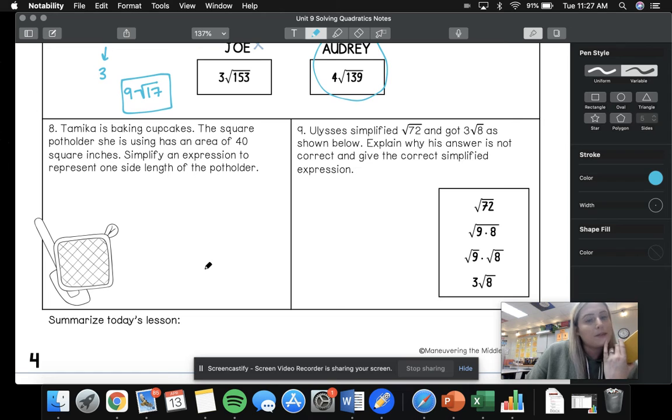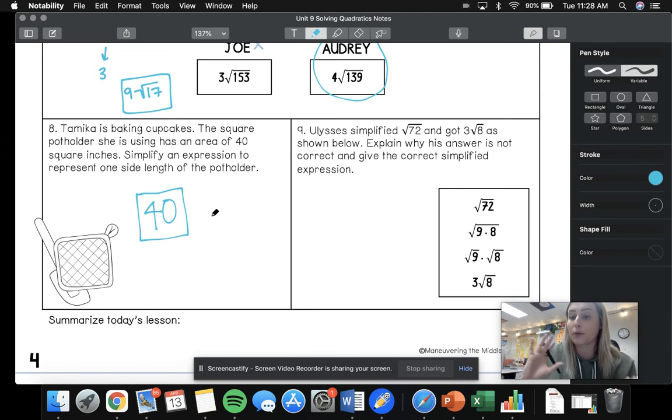Okay. Tamika is baking cupcakes. The square pot holder has an area of 40 square inches. Simplify an expression to represent one side length. So like the problem before, we knew that the area of the inside was 144. So it wasn't very difficult to figure out that 12 times 12 is 144. But what we have to figure out now is what number times itself, or squared, equals 40.